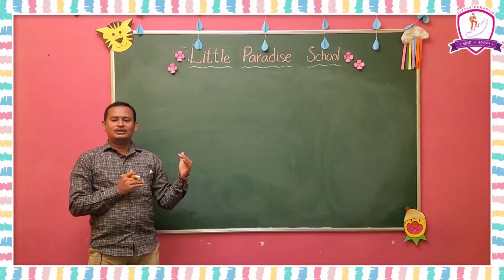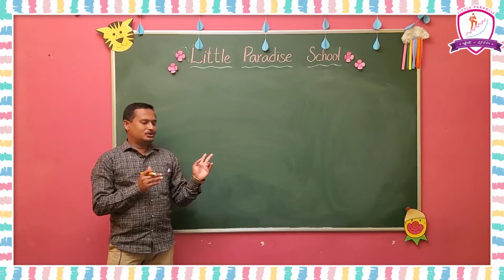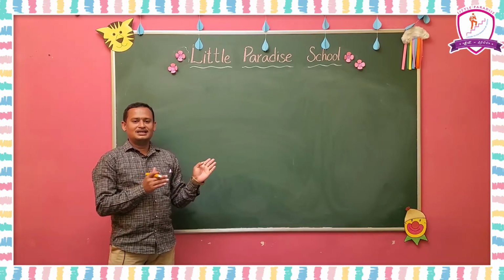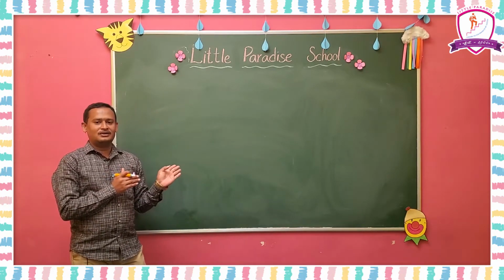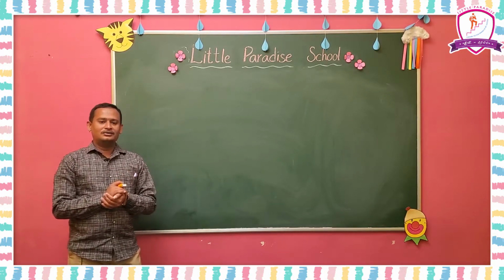About how to read the numbers with the help of numeration. Here two numerations we discussed. First one is the Indian system, the Indian place value of numeration, and the international place value of numeration. You have to keep commas.